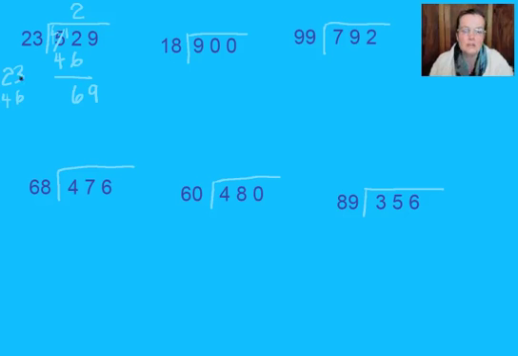23, and that would be 3, wouldn't it? Because 3 lots of 20 is 60. 3 lots of 9 is 9. So that is 3. 23. Now let's have a look at this one.